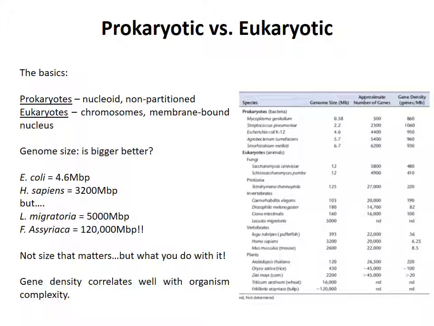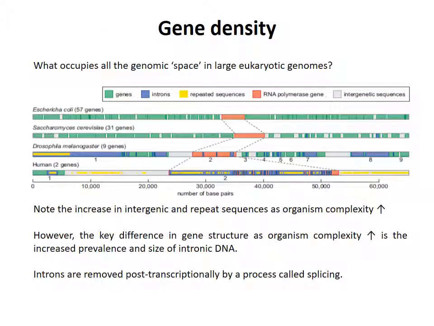So gene density is inversely correlated with the complexity of an organism, and it's a really, really good correlation that stands up to interrogation. So what's going on then? Because clearly we've got lots of genomic real estate with very large genomes, but very few genes. So given that, what's occupying all this space? So this figure illustrates nicely what's going on.